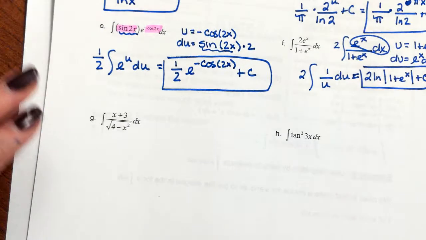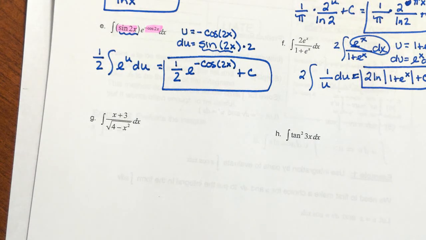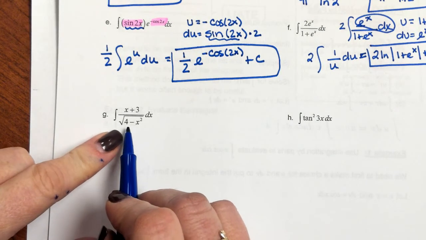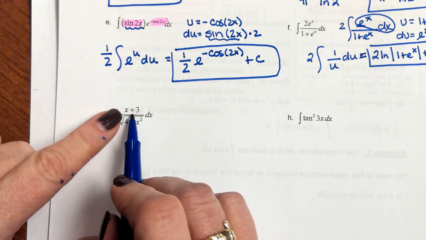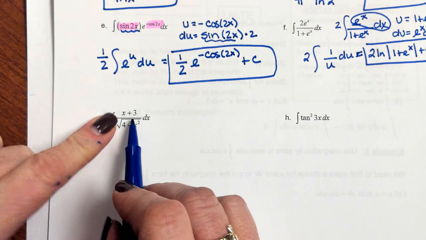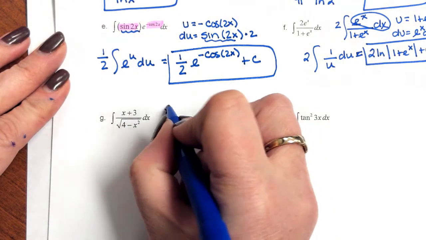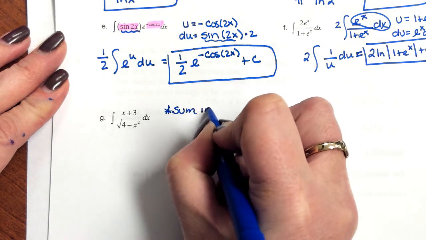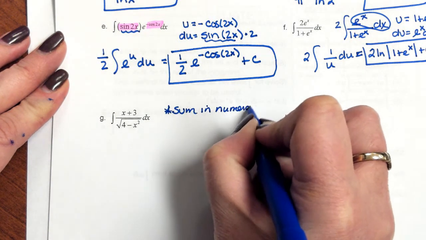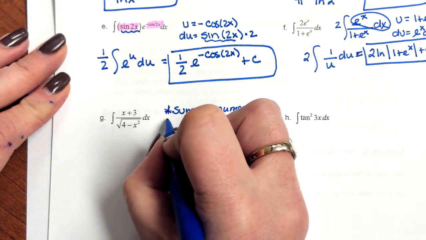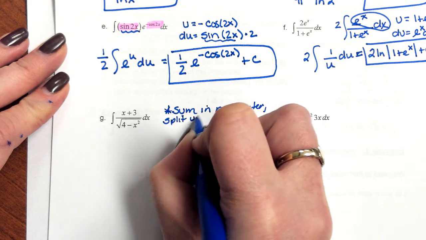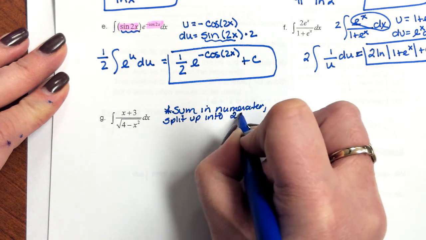Now these next 4 examples are going to involve some different integration techniques that we haven't seen before. Even though if you look at letter G, you've got this x squared on the bottom and an x on the top, this plus 3 is going to be throwing us off. So when you see a sum in the numerator and a u sub won't work, what we can do is try to split it up into 2 smaller fractions. It doesn't always work.